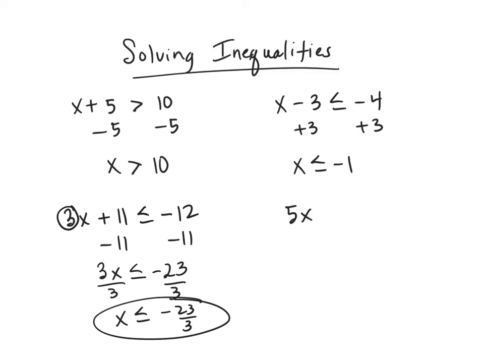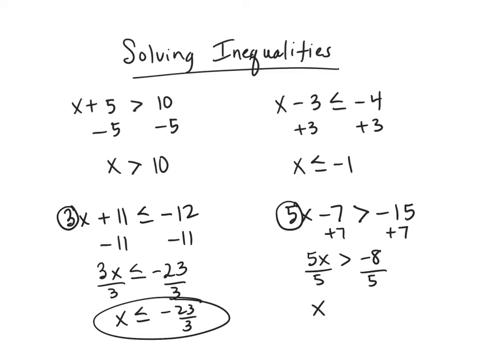Here's another one. 5x minus 7 is greater than negative 15. So again, I'll remember that I get the x by itself, and I do the coefficient last. I'll get rid of that minus 7 with a plus 7. Negative 15 plus 7 is negative 8. I'll divide both sides by 5, and x is greater than negative 8/5.